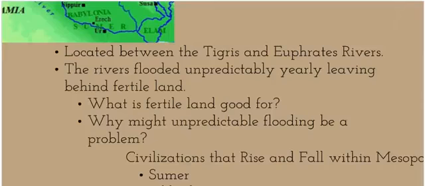It's not like today where you can go to the grocery store and get food. In order to get food during ancient times, you had to grow it. If the rivers flooded and wiped out your crops, you had no food. And so what is fertile land good for? Well, fertile land is good for growing crops. So when these rivers flooded, they did deposit fertile soil along the riverbanks, and this provided a lot of good land for these civilizations to grow their crops. And we just answered why unpredictable flooding might be a problem.